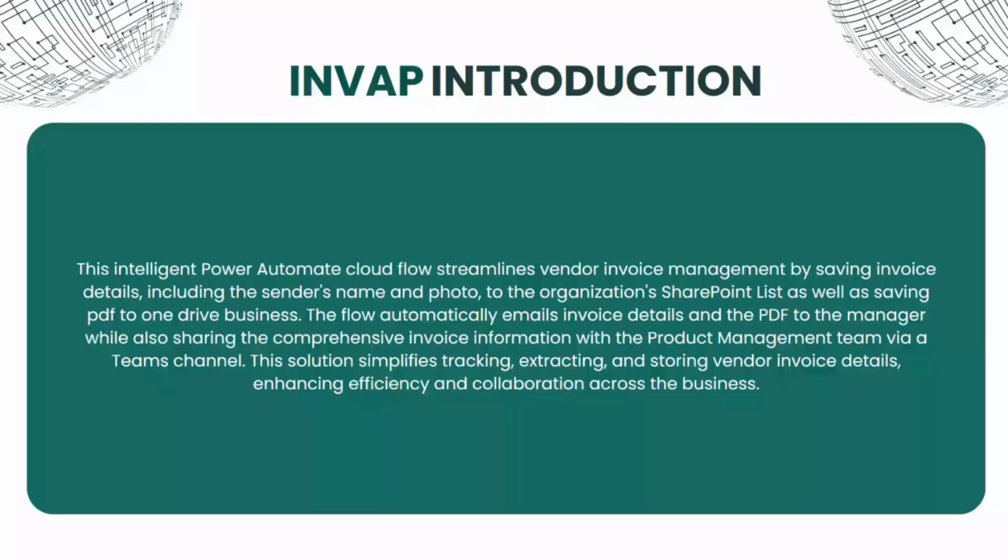The name of my flow is InWeb. A little bit of introduction: it's an intelligent Power Automate cloud flow. It streamlines vendor invoice management by saving invoice details, together with the sender's name and photo, to the organization's SharePoint list, and also saving the PDF to OneDrive for Business. Together it's also sending the invoice details email to the manager with the PDF, and also to the product management team via a Teams channel.